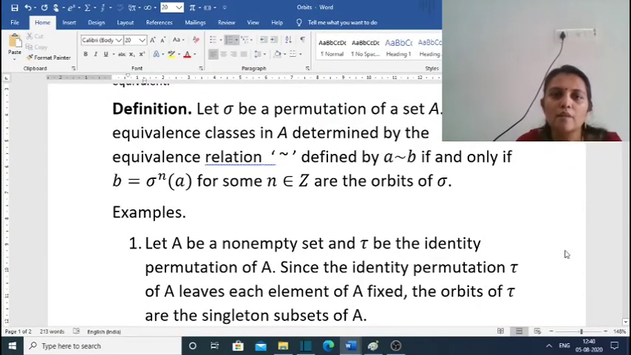From this we can define the orbit. Let sigma be a permutation of a set A. The equivalence classes in A determined by the equivalence relation defined by a equivalent to b if and only if b is equal to sigma raised to n of a for some n element of Z are the orbits of sigma.